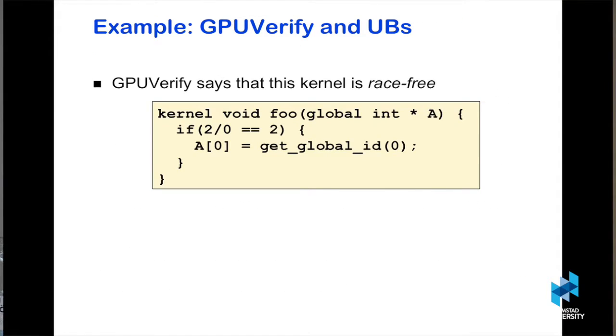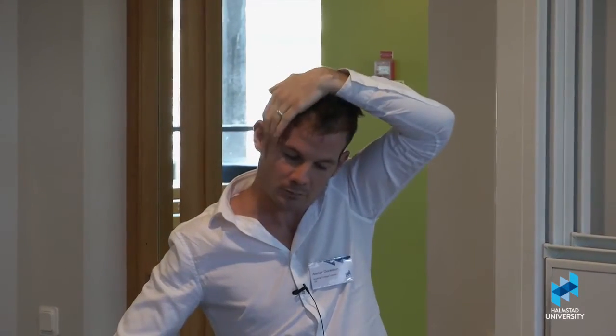So for example, if you write this little dodgy GPU kernel, if 2 divided by 0 is equal to 2, then write my global ID to A[0]. Okay? So if you imagine lots of threads writing their global ID to array A at element 0, that kernel would clearly be full of data races. Everyone is trying to write to 0. Now, is this code reachable? Well, the answer is it depends on what 2 divided by 0 means. 2 divided by 0 could throw an exception, in which case it's not reachable, but it would be reasonable to assume that that condition could evaluate arbitrarily, in which case the code would be reachable and there would be a data race, right?